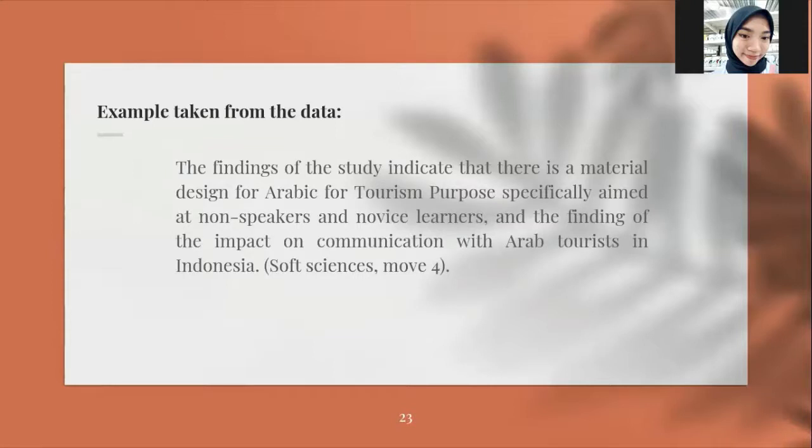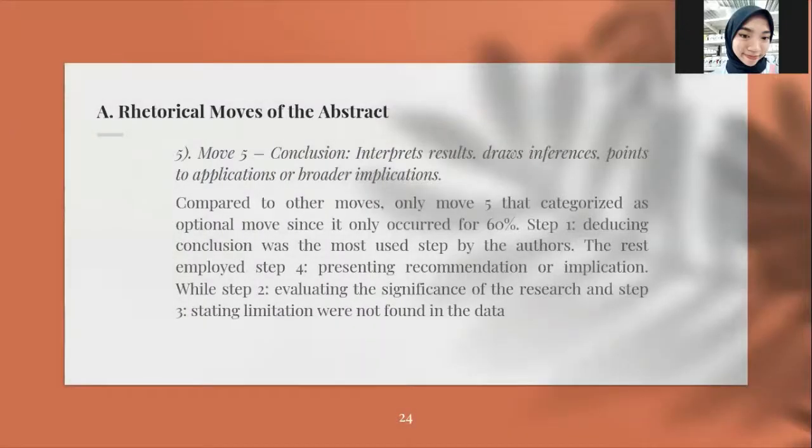Here is the example. On move 1, this paper and the other research showed opposite result. However, the move 4 share the same findings, where move 4 was identified to be performed in all examined abstracts. And the last move, move 5, conclusion, interpret results, draw inference, point implications, or broader implications. Compared to other moves, only move 5 that categorized as optional move since it only occurred for 60%.